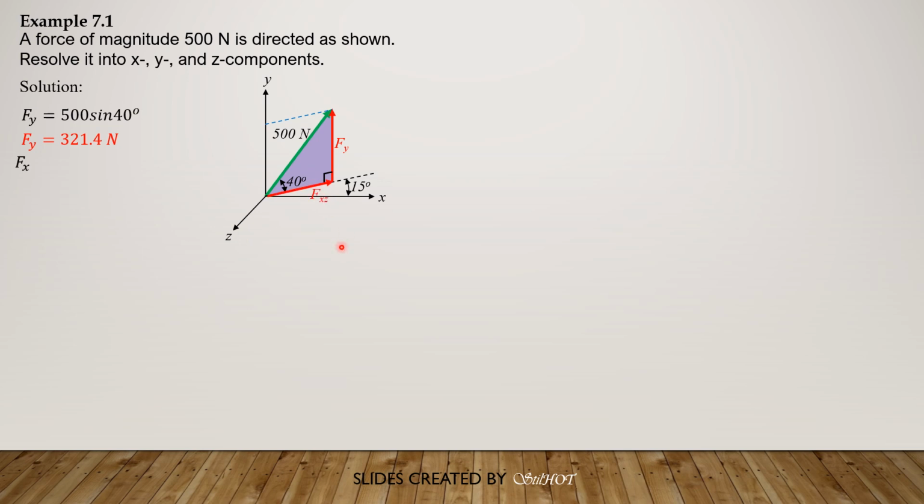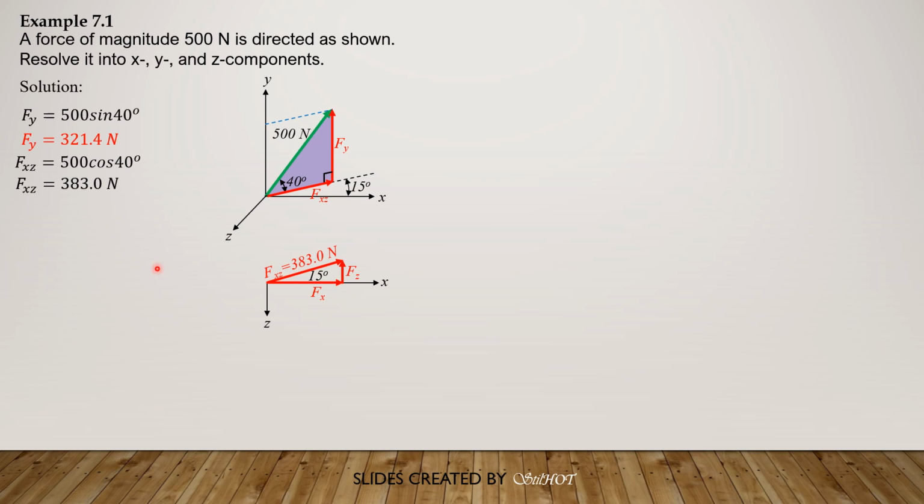Now let's look at the projected value of the force on the xz plane, which is 500 cosine of 40. Let's solve it first. 500 cosine of 40 degrees is equal to 383.0 newtons. Then from the top, we can resolve this into x and z components. So x is positive and the z component is negative.